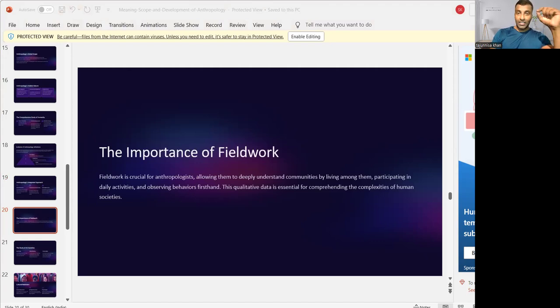And through participant observation, what do you mean by participant observation? You go to the society, you become an active member of that society, and try to understand what they do and how they do it and why they do that. So through participant observation, anthropologists live among the people they are studying, participating in their daily activities and observing their behaviors. When you observe their behaviors over a period of time, you will understand.